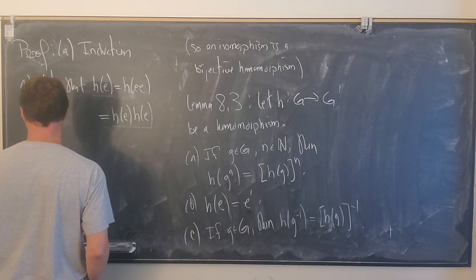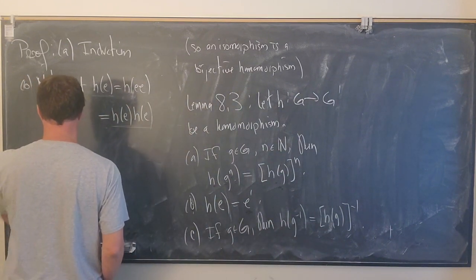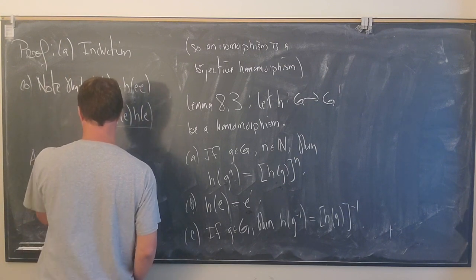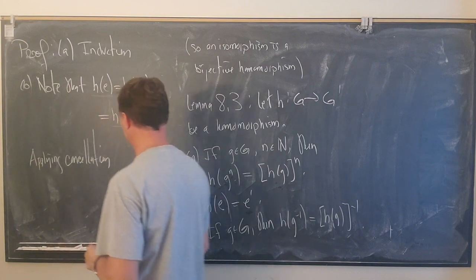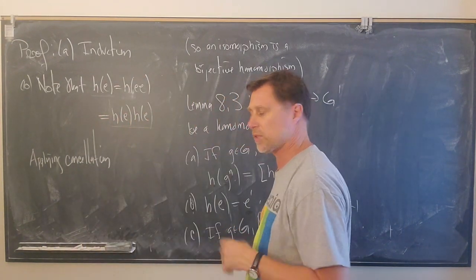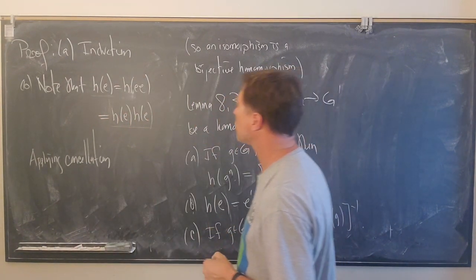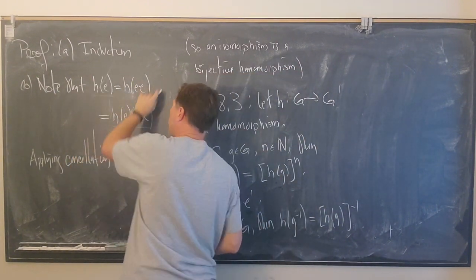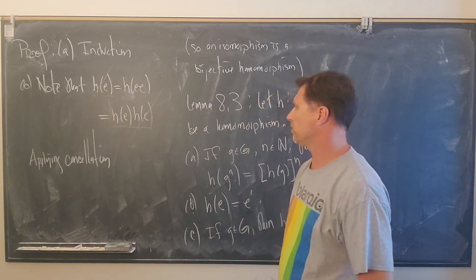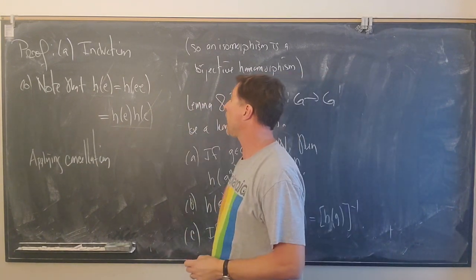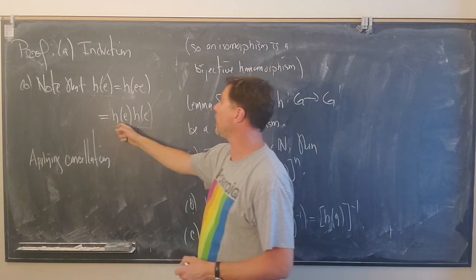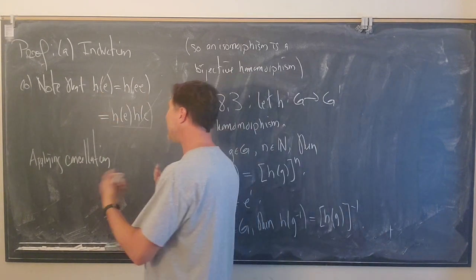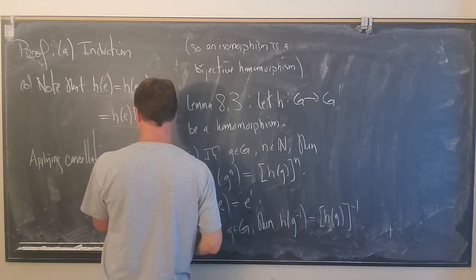So applying cancellation, and I still don't know how to spell cancellation. It looks funny with 2 L's, but then it also looks funny with 1 L. So applying cancellation, I'm going to cancel on both sides of the equation. I can cancel on the left or the right on this side. And what do we get? We get h of e on the right-hand side, and on the left-hand side, we are left with e prime, the identity in G prime.